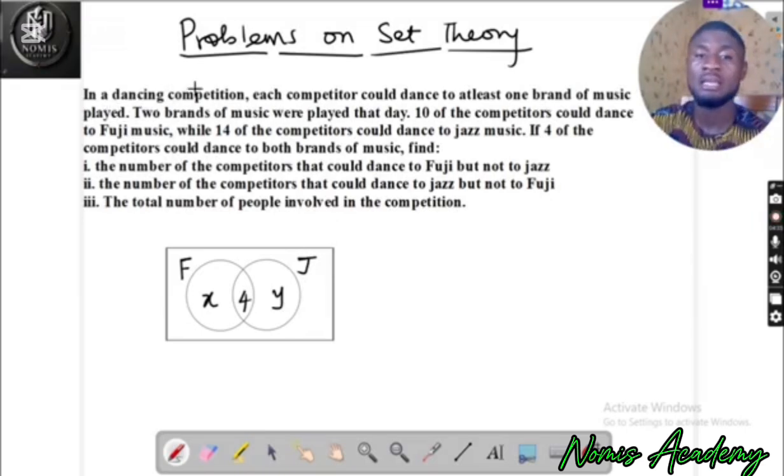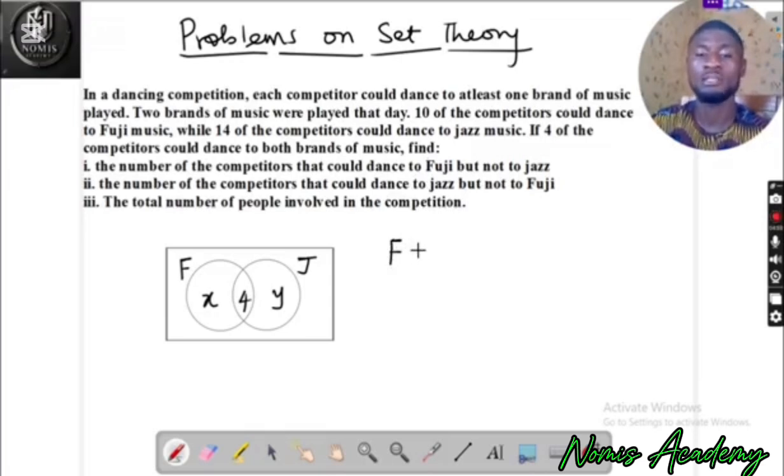In a dancing competition, each competitor could dance to at least one brand of music played. Two brands of music were played that day. Now, from here, let us be careful to take our parameters. Ten of the competitors could dance to Fuji. So if I need to talk about Fuji, that is F.